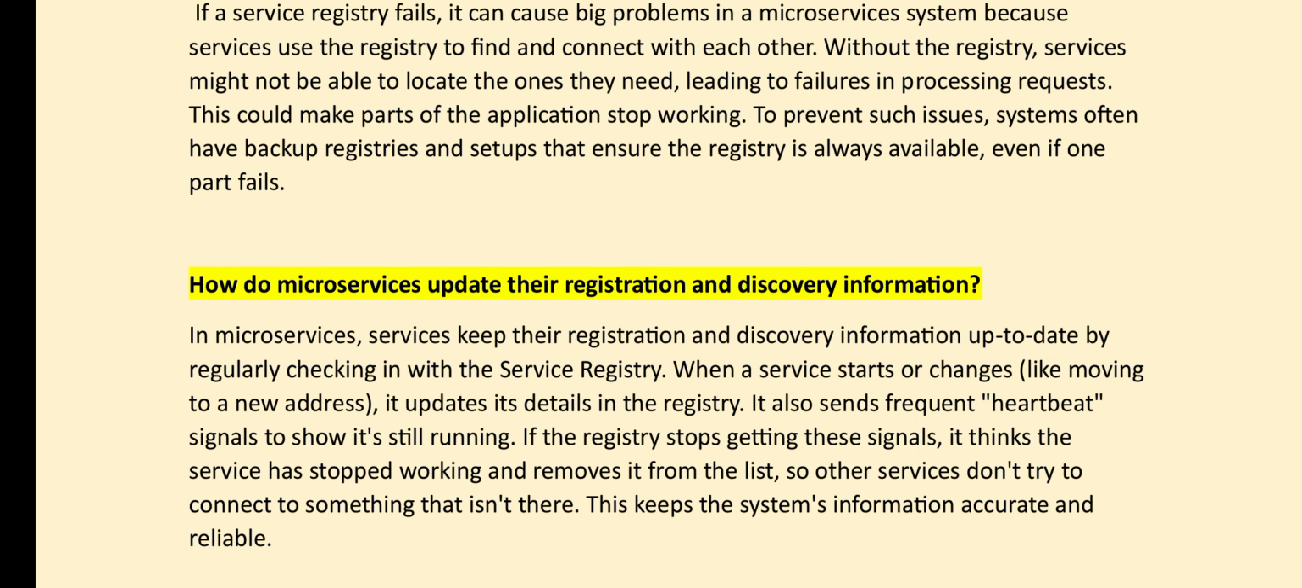How do microservices update their registration and discovery information? In microservices, services keep their registration and discovery information up to date by regularly checking in with the service registry. When a service starts or changes, it updates its details in the service registry. It also sends frequent heartbeat signals to show it's still running. If the registry stops getting these signals, it thinks the service has stopped working and removes it from the list. So other services don't try to connect to something that is not there. This keeps the system information accurate and reliable.